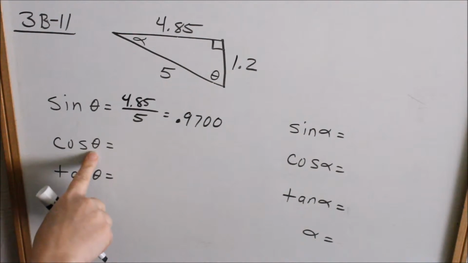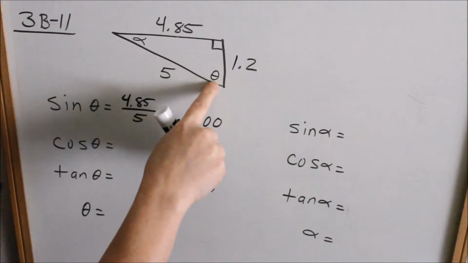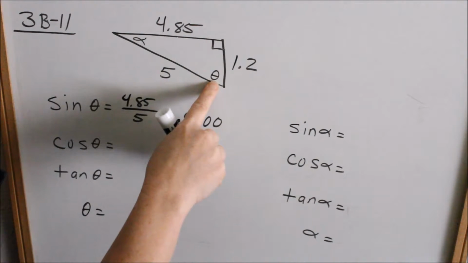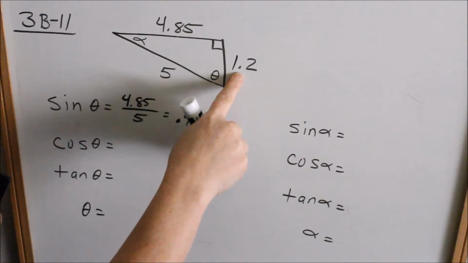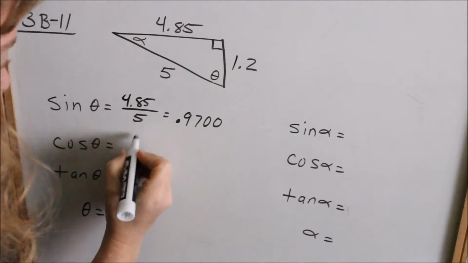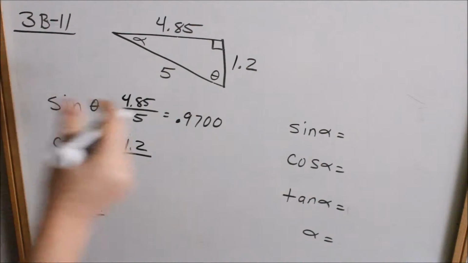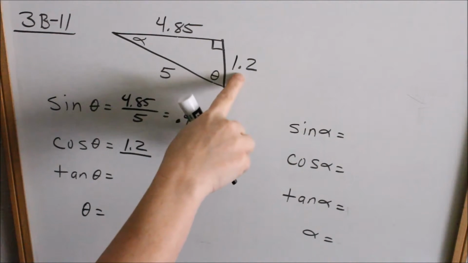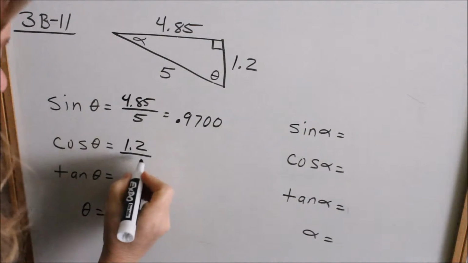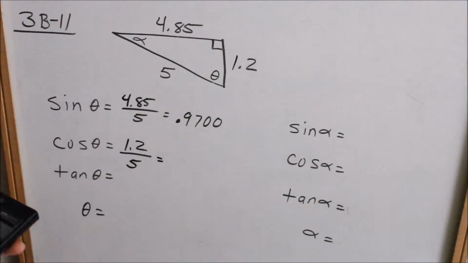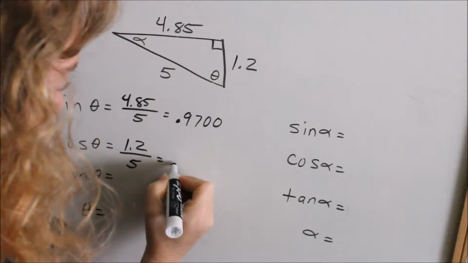Okay, now let's do cosine theta. Cosine, standing at theta, is adjacent over opposite. The side adjacent to me, 1.2. Adjacent over hypotenuse. I think I said adjacent over opposite. Adjacent over hypotenuse, adjacent, and then hypotenuse is 5. So now let's turn that into a decimal. To 4 decimal places, that would be 0.2400.